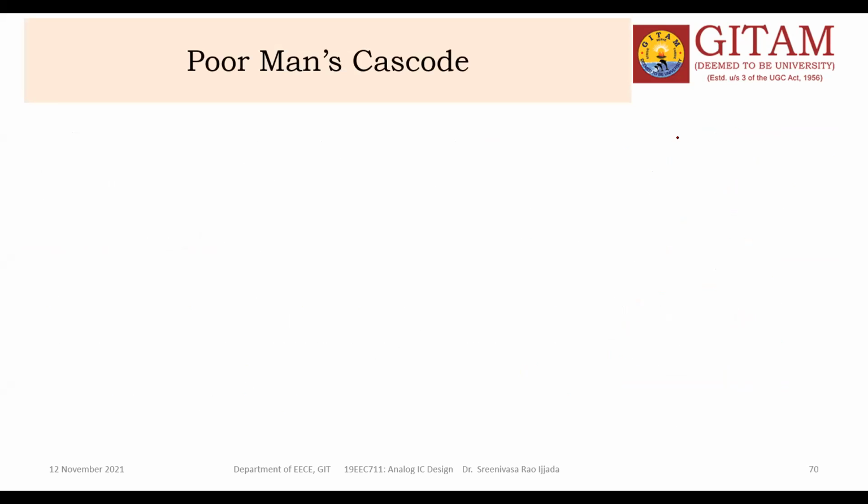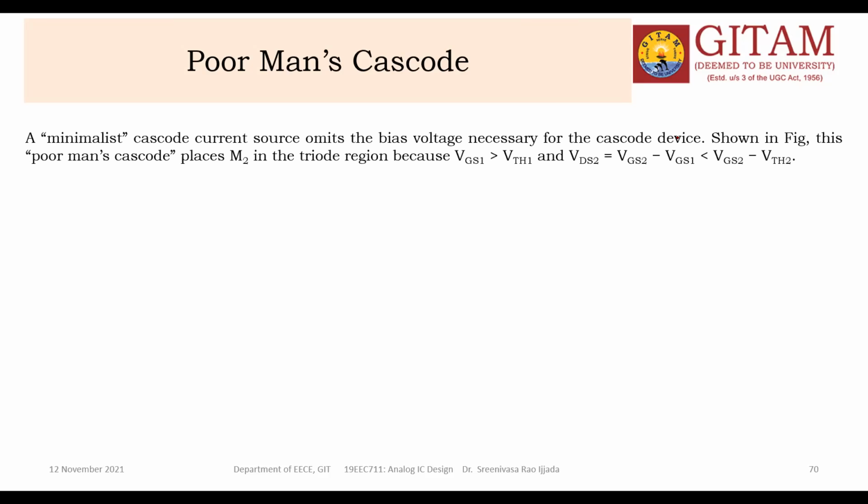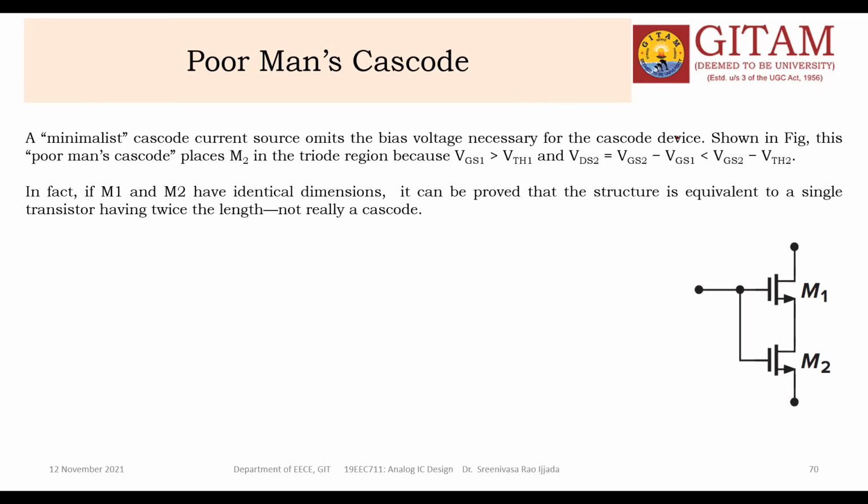In the last class, I told you about the poor man's cascode. What do you mean by poor man's cascode? Suppose a layman, a common man, sees your cascode connection. He may connect two transistors and think that if their gates are connected together, then it becomes the cascode. Am I correct? So here is the poor man's cascode connection.